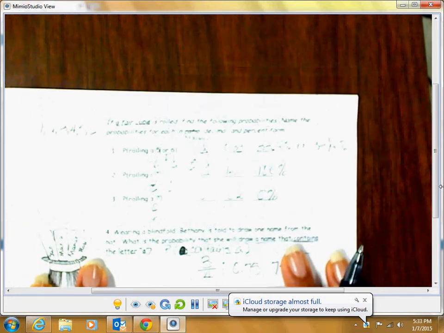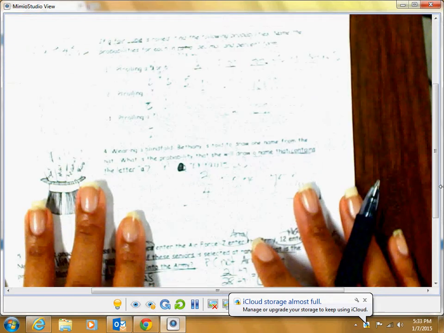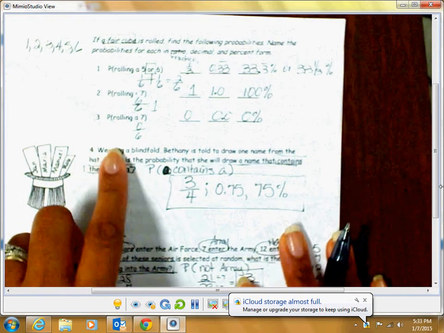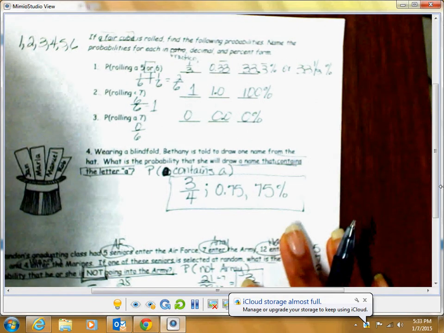Sorry guys, this lighting has been crazy all day once I got to this side of the paper. Okay, I think that may be a little better.